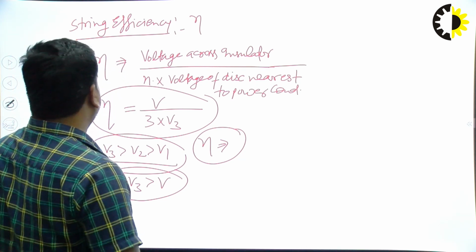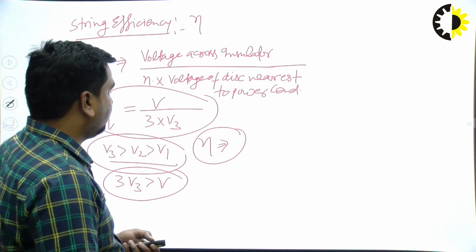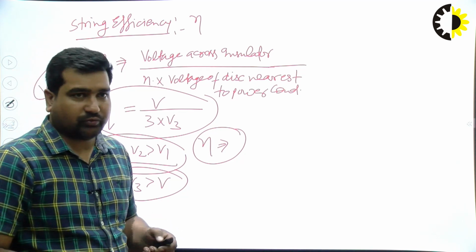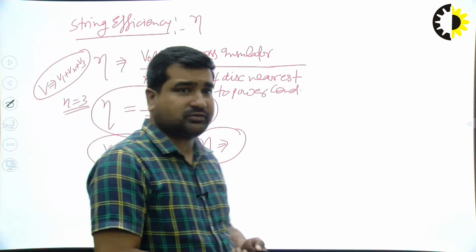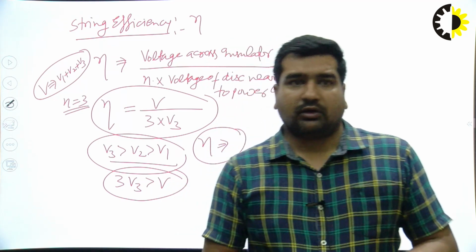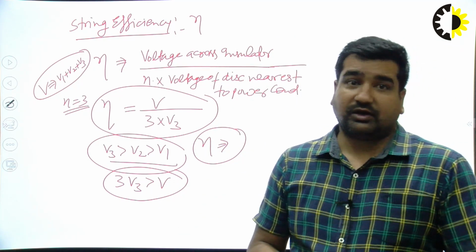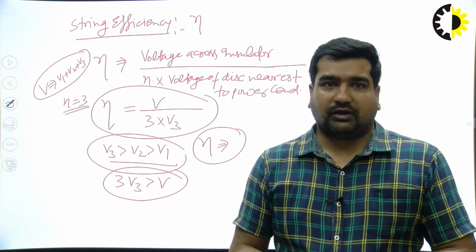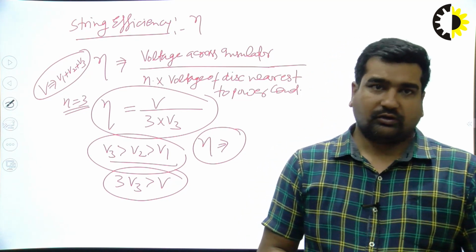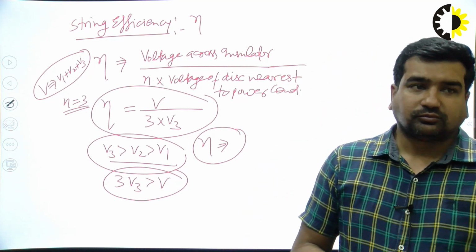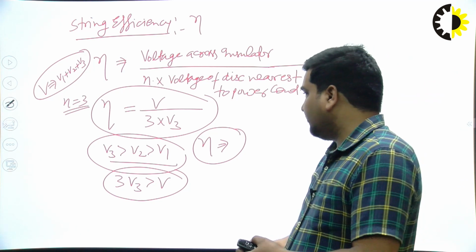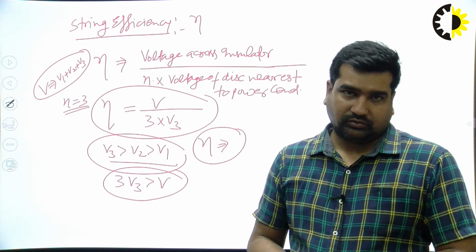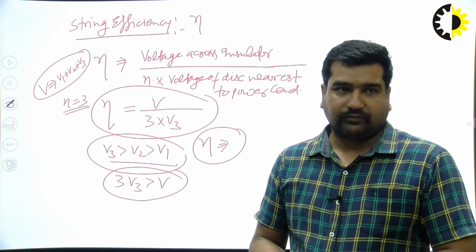If we do some grading to the discs, then we can have 100% efficiency, or nearly 100%, like 90, 95, 98. But in general, without grading, we can have only 70 to 80% efficiency.